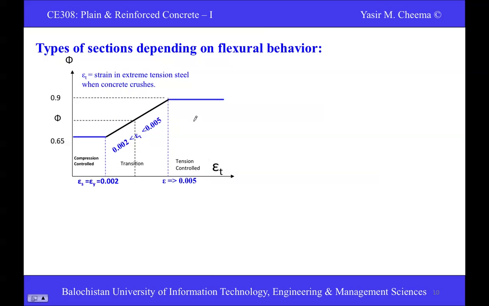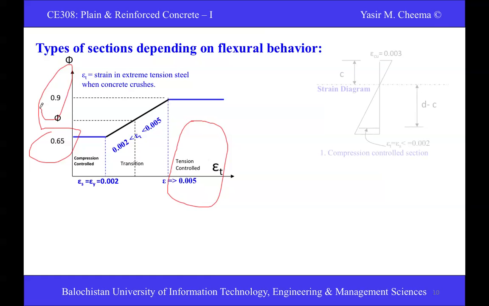That is tension control. In tension control, the epsilon value increases from 0.005. Tension control means that the section is purely in tension. Compression control means compression is taking everything. But in transition, both are a bit. For this, there is some flexibility. There are some phi factors here. I think we will discuss them in the next slide. What are these phi factors?